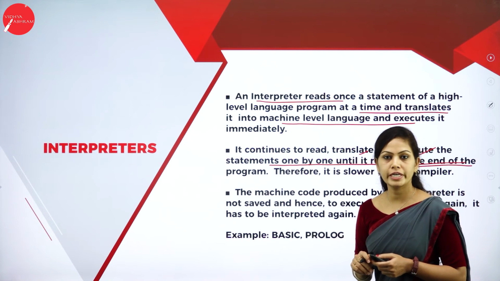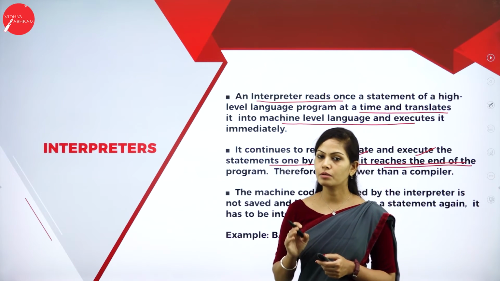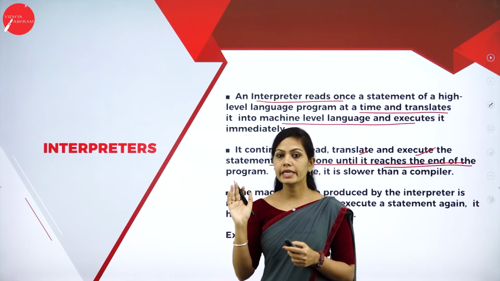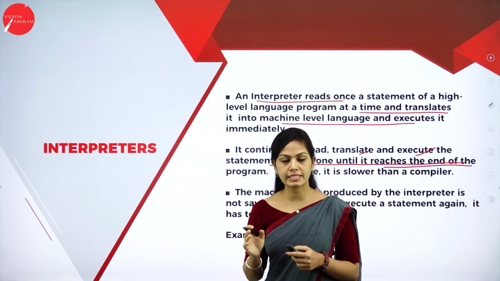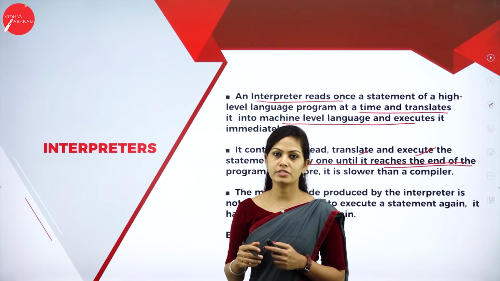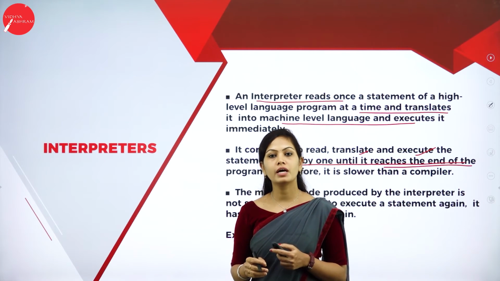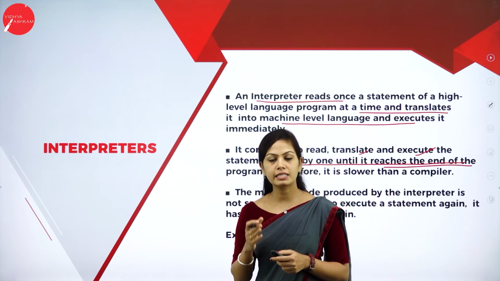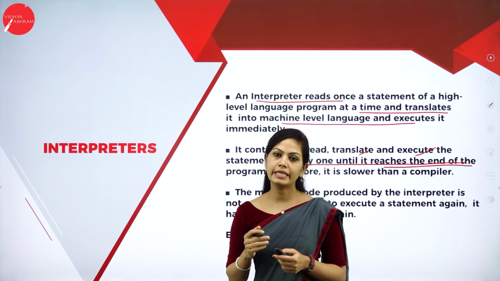Examples for an interpreter are BASIC and Prolog. So these are the three important language translators that convert code into machine readable language. We have three different types of language translators, that is assembler, compiler and interpreter.